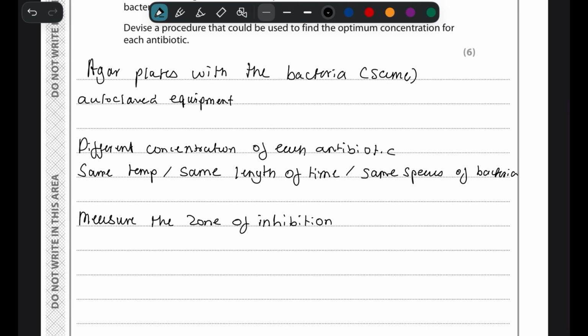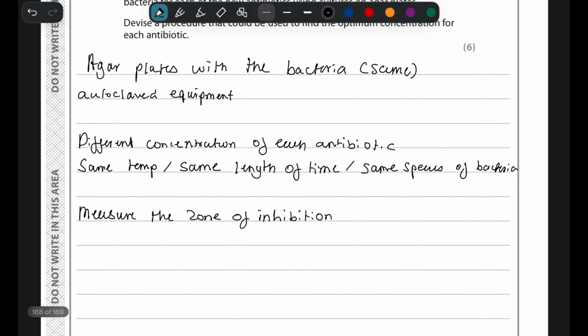So in terms of the technique that we're using here, well, we have agar plates with the same species of bacteria, autoclave the equipment, and then what you need to do is we need to incubate it. So we have an incubator at the same temperature. You can mention the temperature. I think a good one here might be maybe 25-ish degrees or something like that. And then for length of time, just mention maybe 24 hours, I think is reasonable. And then that's fine.